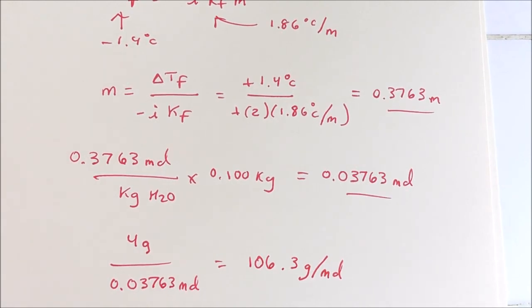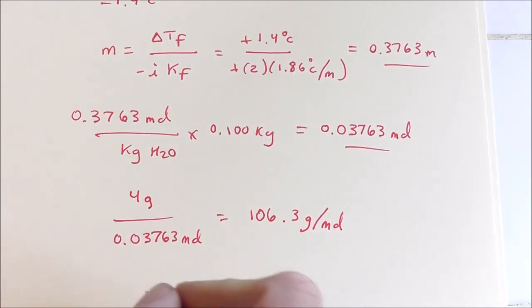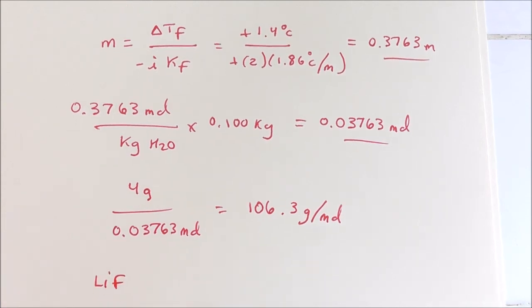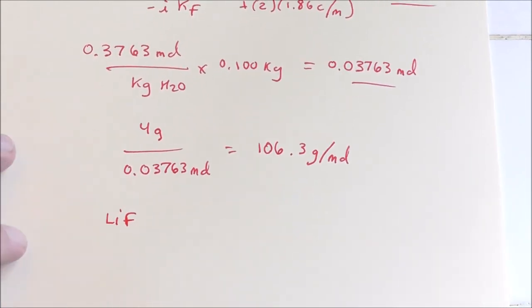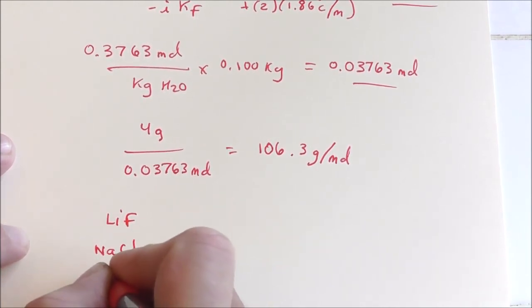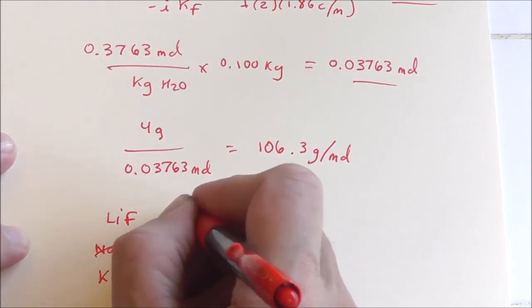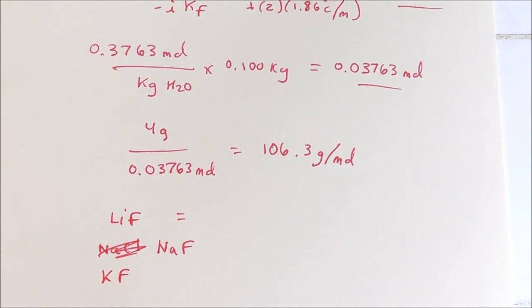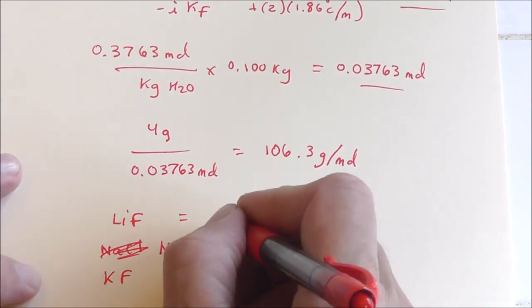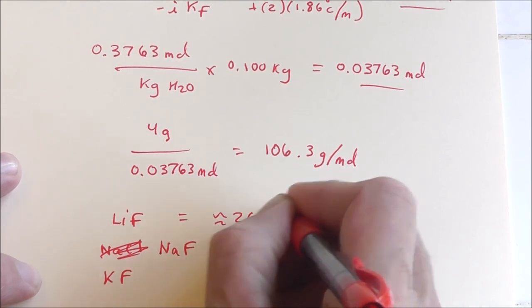Let's think about the alkali metals combined with a fluoride. LiF, NaF, KF. I'm just going to run through them. What would lithium fluoride be? Well, fluorine is 19, and lithium in the periodic table is 6.94. So plus 19, sorry, this would be 26 grams per mole.